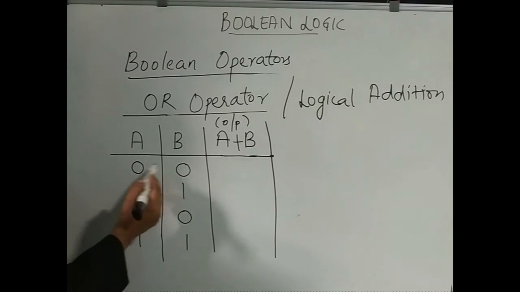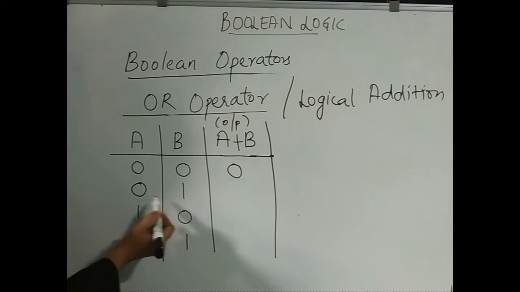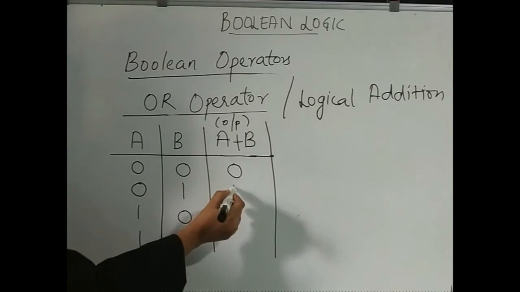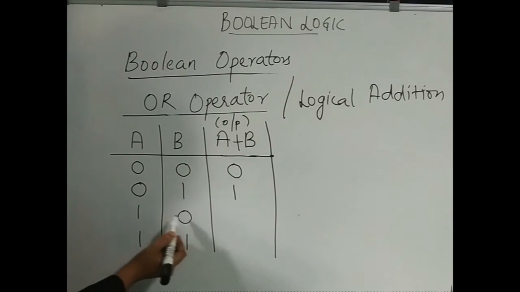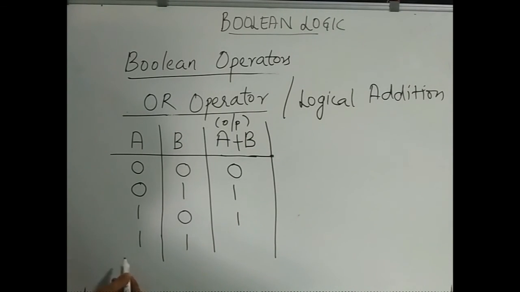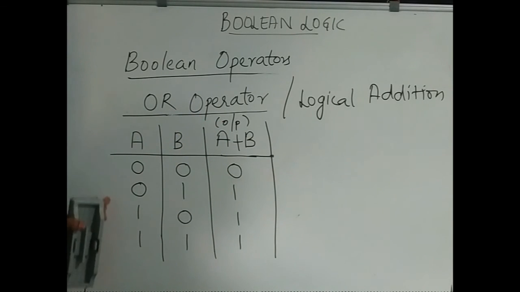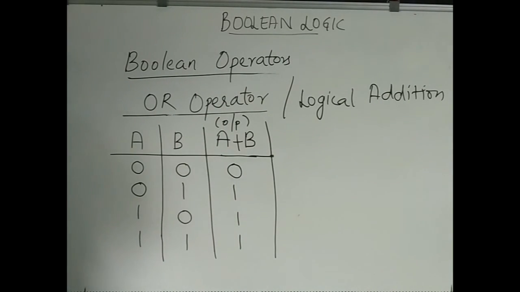So here no inputs are 1. So this will be 0. Here any one of the input, yes, B is 1. So the output will be 1. Here any one of the inputs should be 1. Yes, A is 1. So the output will be 1. Here both are 1. So with no doubt we can write it as 1. So this is the output or truth table. So why is it called truth table? This is a tabular form of how the operations are done. Okay, so this is the output for OR operation.